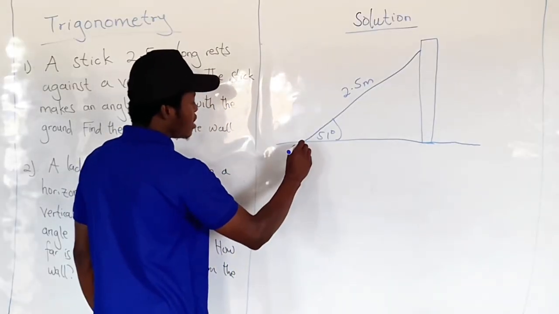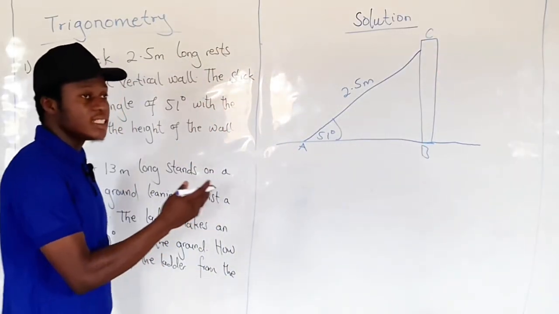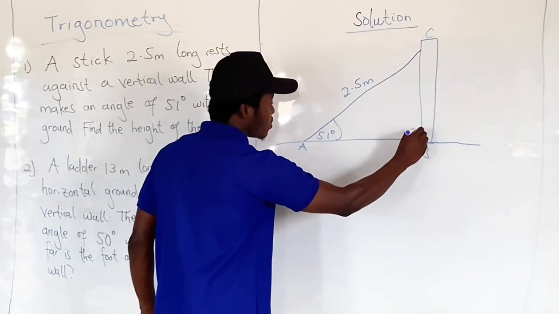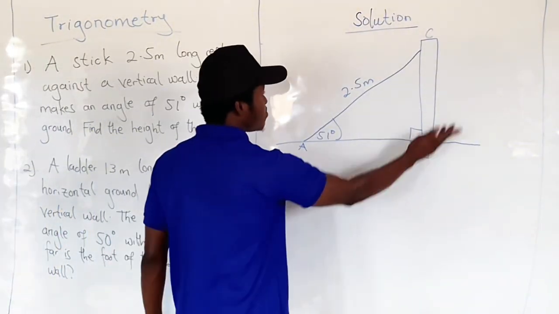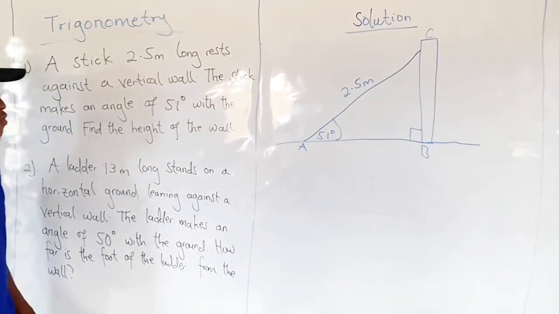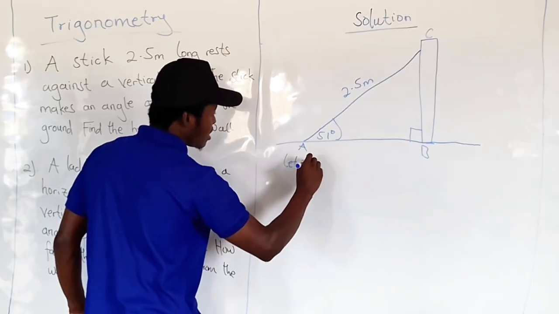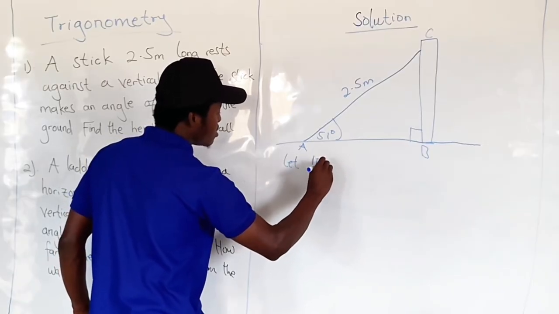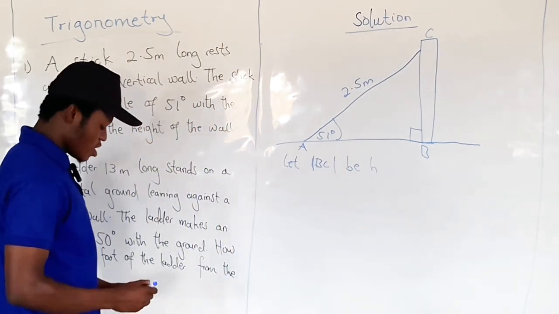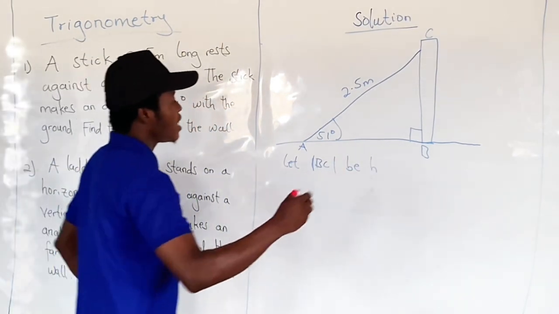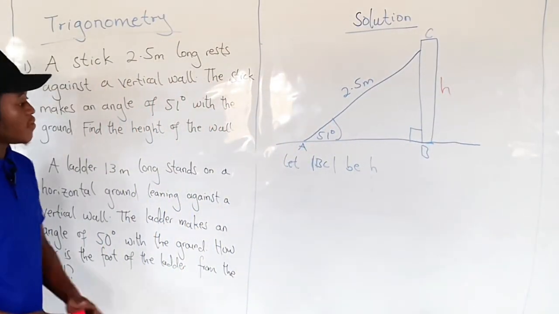Now, let's go ahead and label the points of our right angle triangle as A, B, and C, with a 90 degrees angle at point B. And now BC, the length BC, becomes the height of the wall. Let's go ahead and represent the height of the wall by a variable. We say let length BC be h. So h is now the height of the wall. Now we can go ahead and label this side as h. Here becomes h. We have the angle 51 degrees.